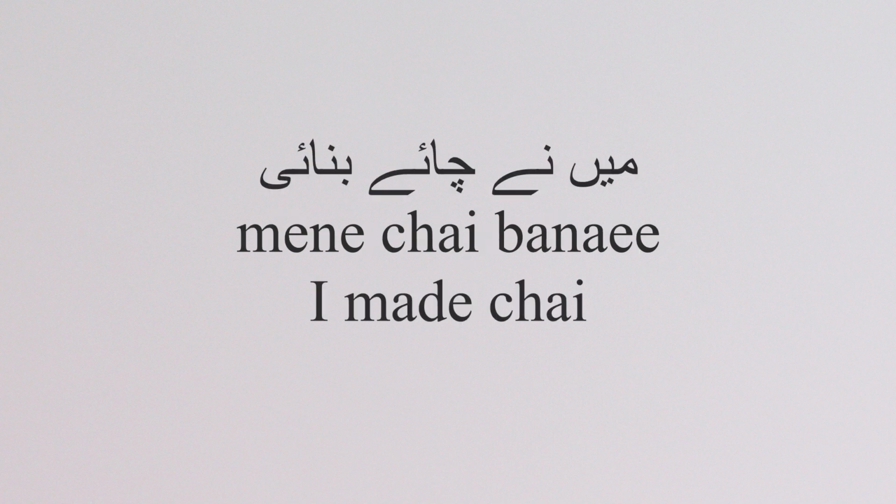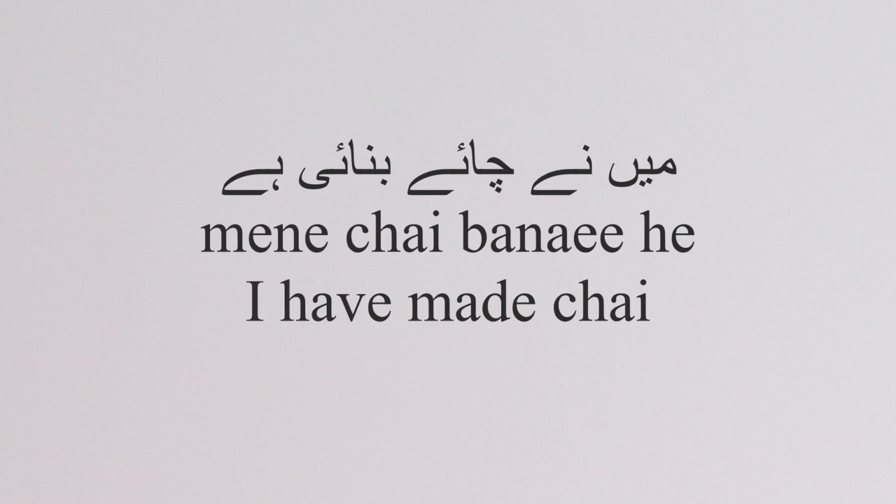So let's take the same sentence. I made chai, right? मैंने चाय बनाई. I made chai. To make it the present perfect tense, you'll just put hai in the end. मैंने चाय बनाई है. I have made chai. आ जाओ सब, मैंने चाय बनाई है तुम लोगों के लिए. I made chai for you guys.